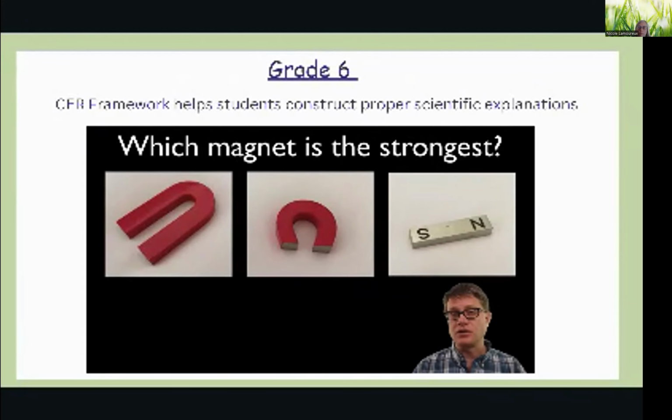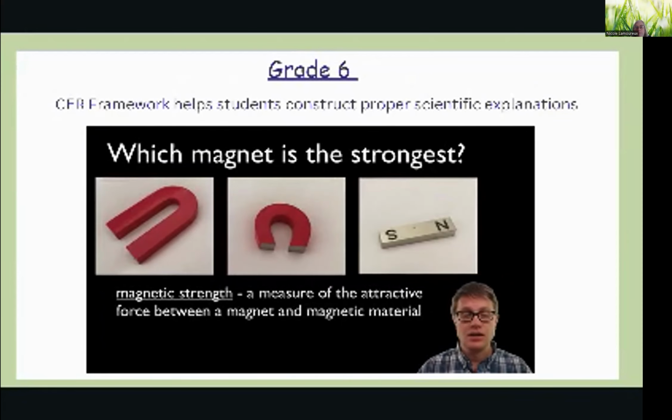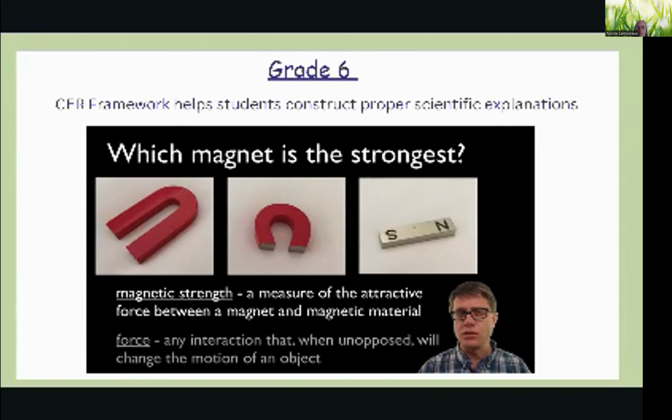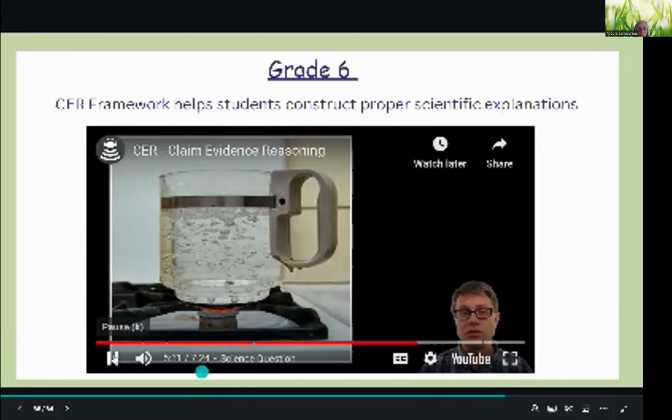The first question they should ask you as a teacher, however, is let's make sure we frame the question and define everything inside it. What is magnetic strength? And if we say it's a measure of the attractiveness or attractive force between a magnet and magnetic material, do we know what a force is? Once we have all of these definitions out there, it's easier for you to do a claim evidence reasoning. Now, these are pretty low-level science questions.